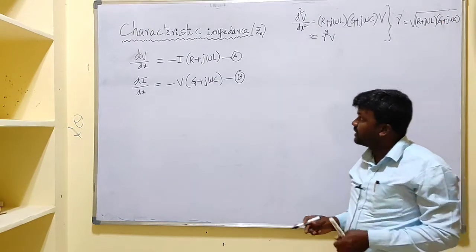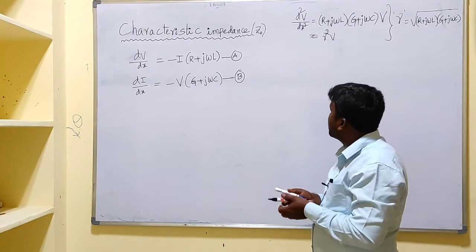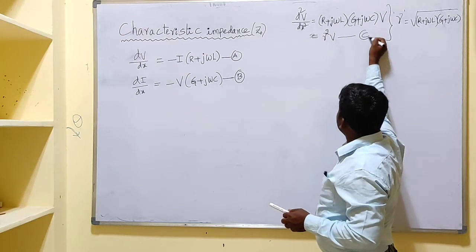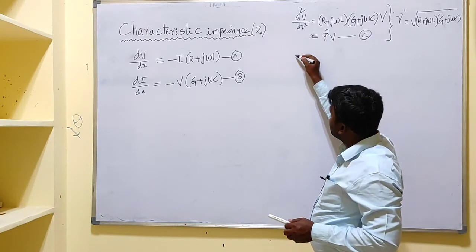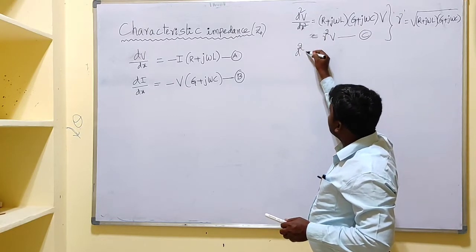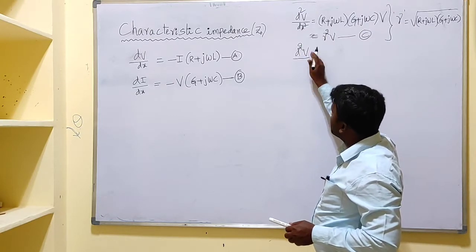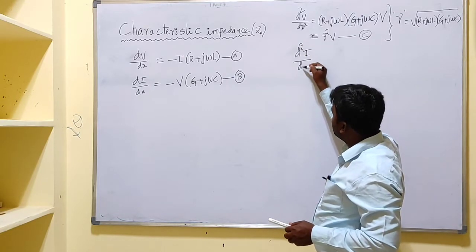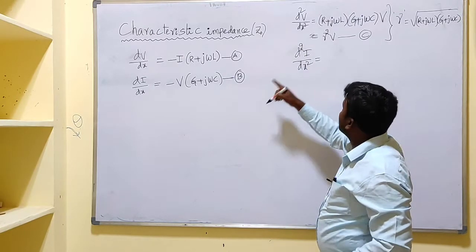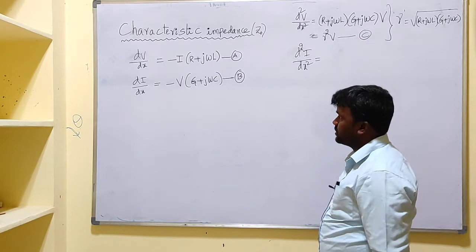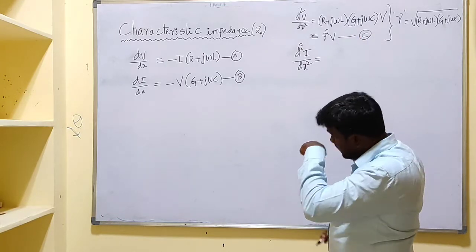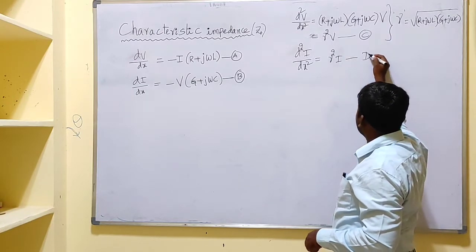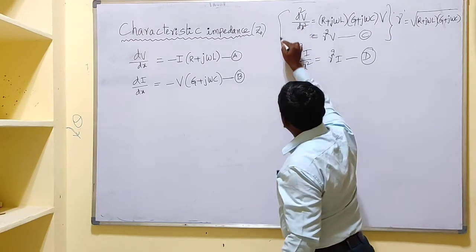If you differentiate equation B with respect to x, we get equation D. On the left hand side we get d square I by dx square, and on the right we get the same thing, (R plus j omega L) into (G plus j omega C) into I, that is gamma square I. This is equation D.